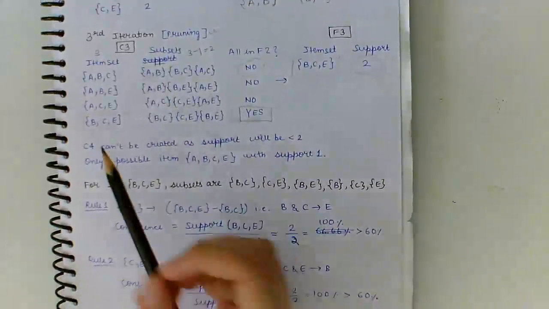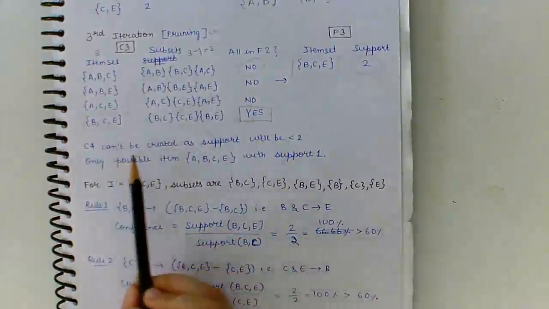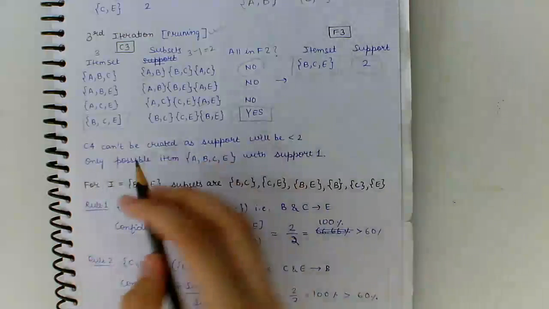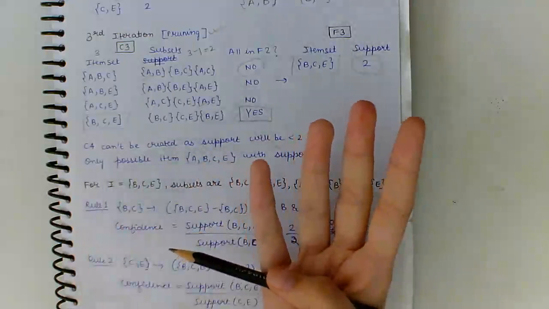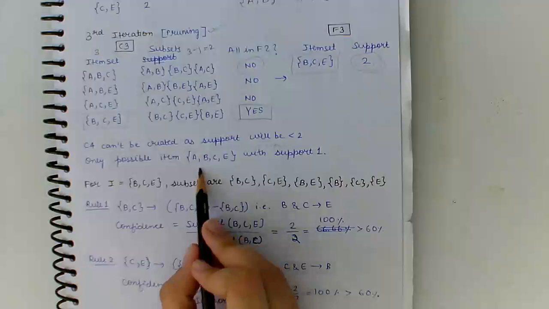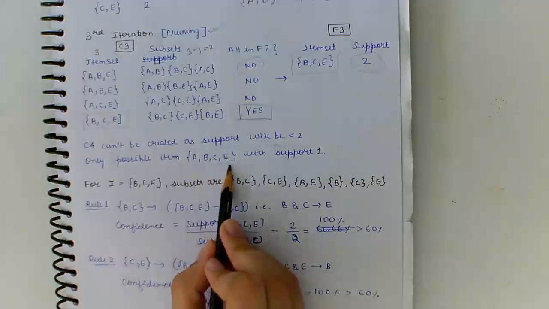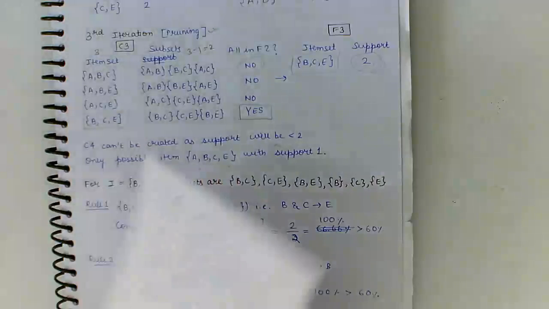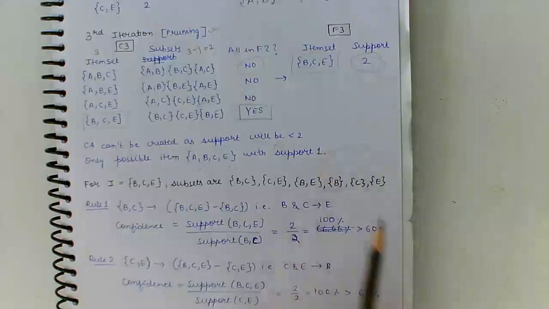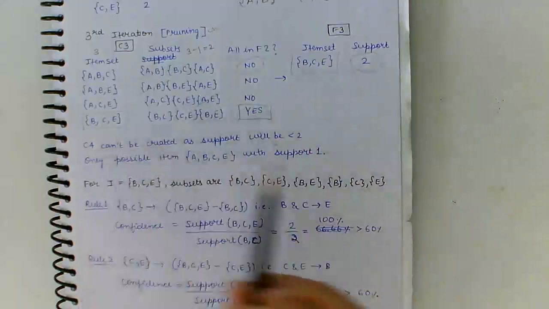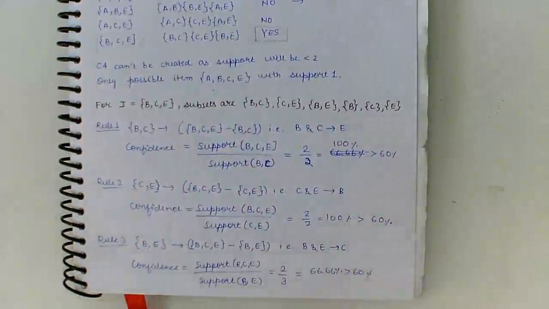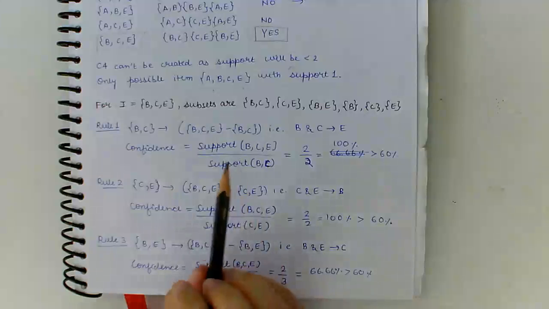Now moving on to the fourth iteration, and C4 can't be created as the support will be less than 2. In C4 we have item sets with 4 elements. The only possible item set would have been ABCE, and as we can see, ABCE occurs only once, so its support would have been 1. So no C4 can be created. Now we generate rules.